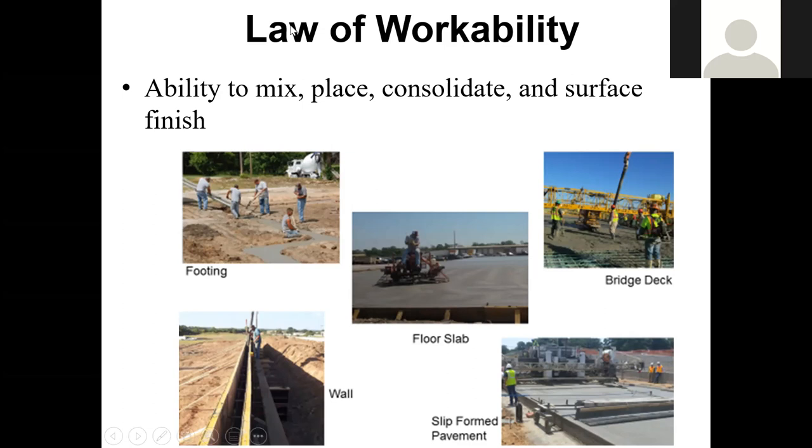This may be 3,000. This is usually 4,000 in Oklahoma. So you have different strengths. I've seen some floor slabs lately, especially the Amazon facilities, that are at 5,000-6,000 PSI.